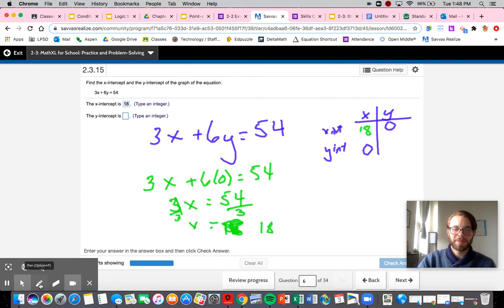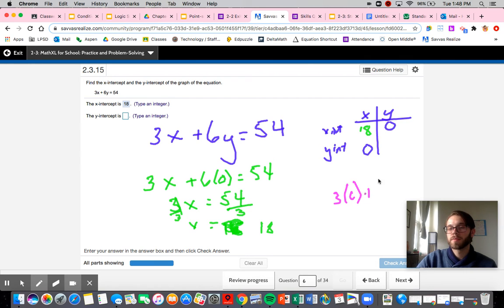Now, the last thing that we're going to have to do is we have to find the y-intercept. So again, we already said the y-intercept, that's where x is equal to 0. So all I'm going to do is, instead of plugging in y equal to 0, I'm plugging in x equal to 0. Okay. So ultimately that gives me 6y equals 54. And then when I divide by the 6, I get y is equal to 9.